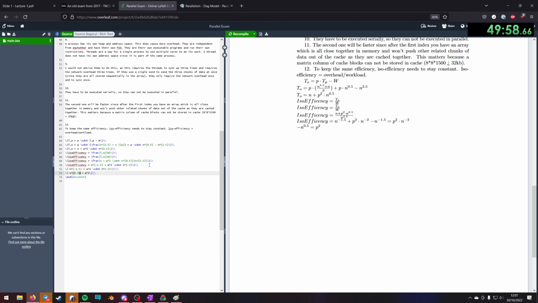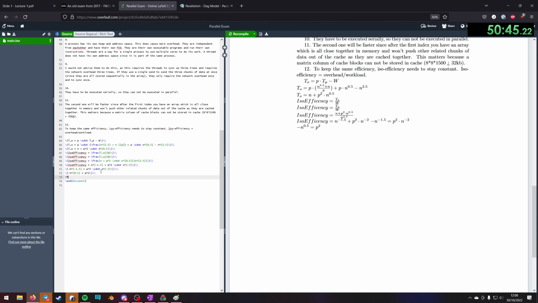Practically, the annoying part is that I feel like this doesn't work, because isoefficiency needs to stay constant, so it's more like constant minus something, and then you divide the constant as well, which is weird. I don't like the math here. We'll just keep it at this. So if you want this to stay constant, if p increases, n is going to have to increase by n to the 4.